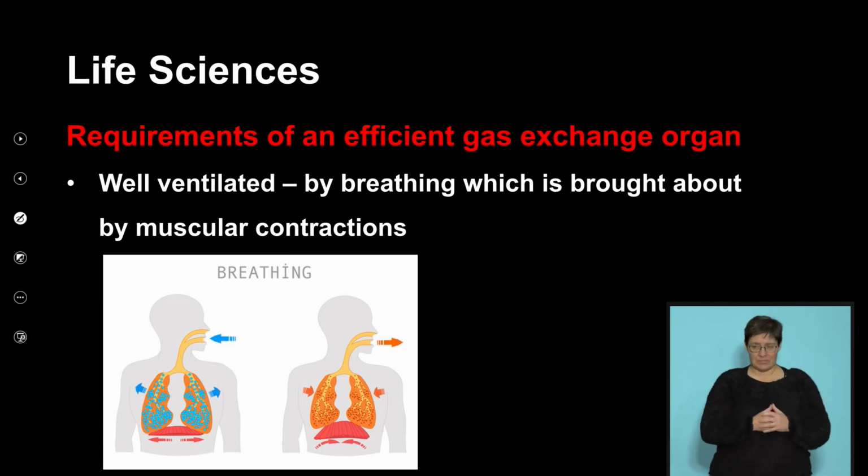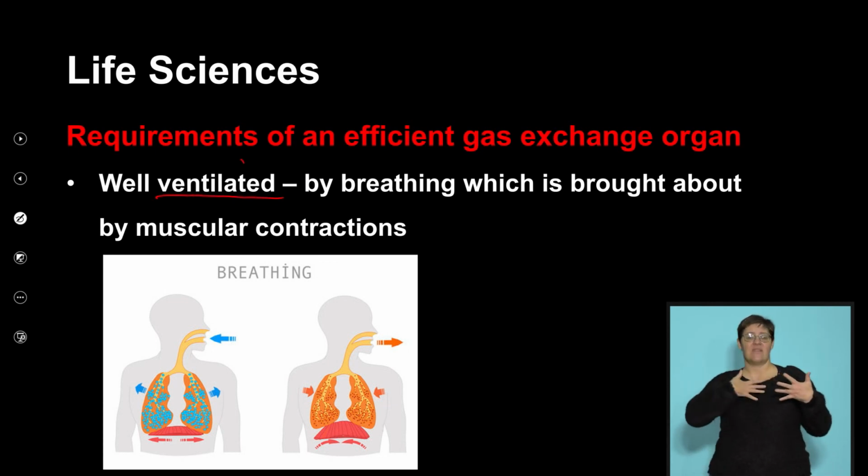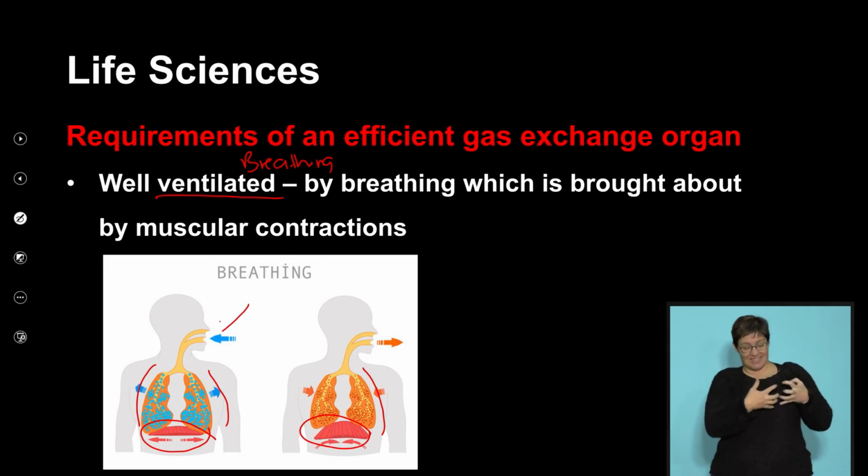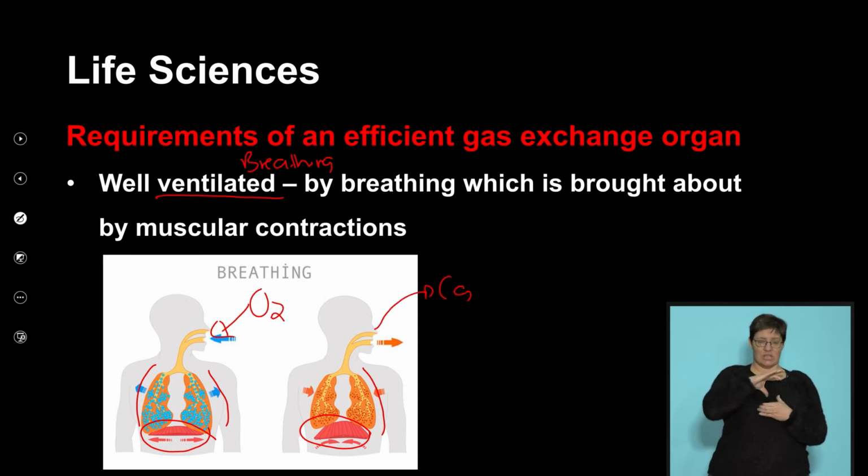Okay, ventilation. What does ventilation mean? That actually is the process of breathing. And if you have a look over here, how do we breathe? We have these awesome muscles, the diaphragm, and we also have the intercostal muscles. And in doing that, with our breathing mechanism, we can bring oxygen in and carbon dioxide can go out.